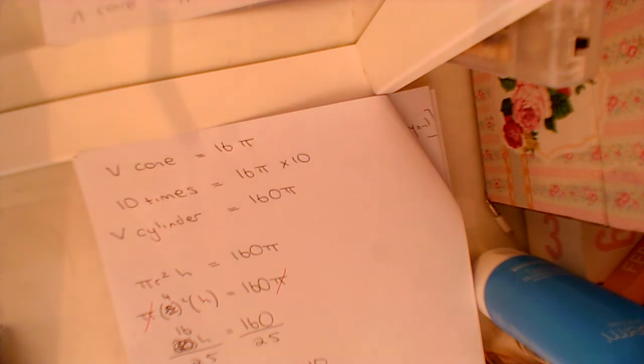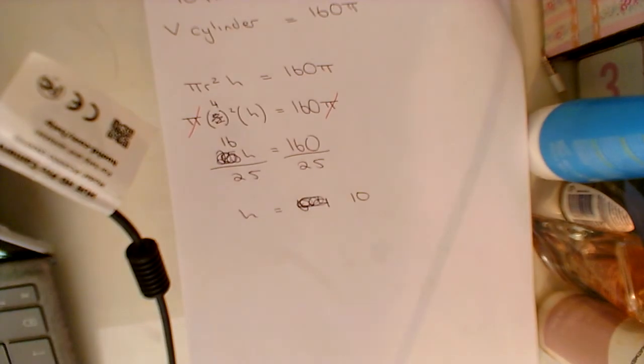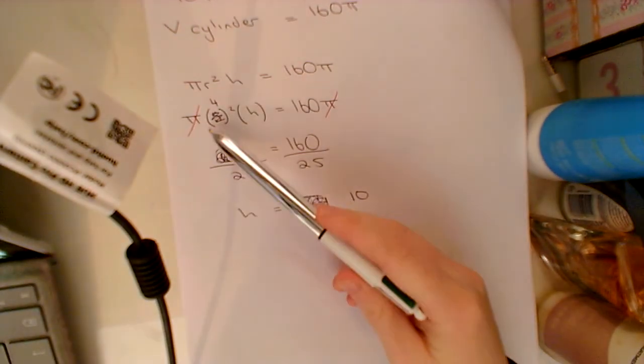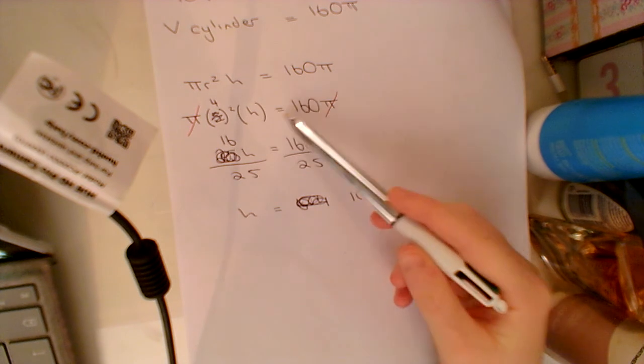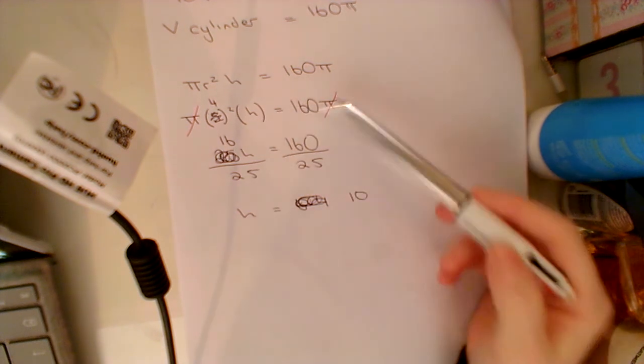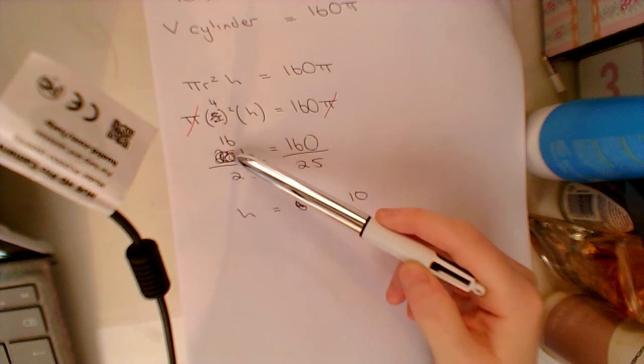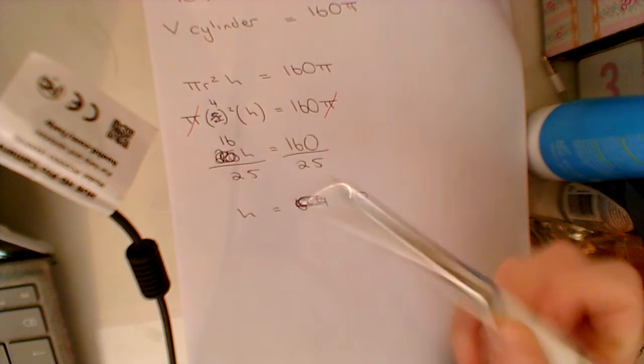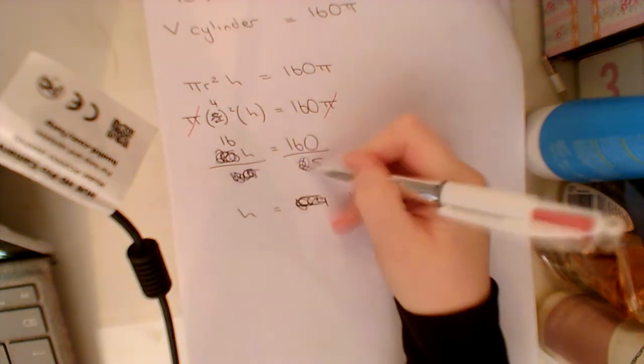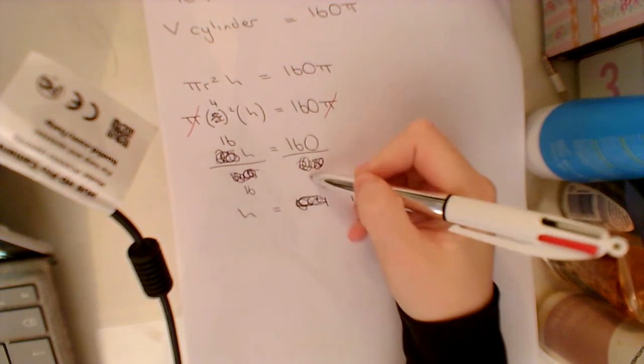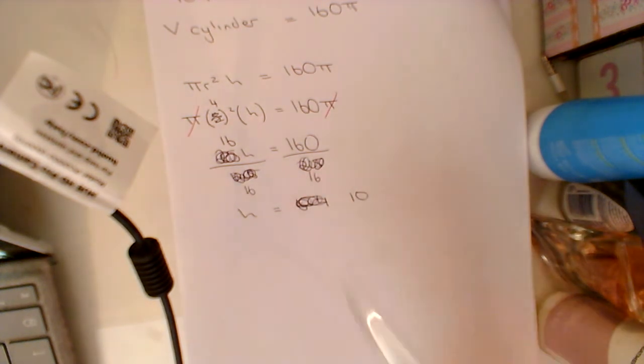I have the volume of the cone is 16 pi, so if the other shape is 10 times this, I multiply 10 by 16 pi, and I get 160 pi is the volume of the cylinder. So my formula for the volume of a cylinder is pi r squared h, and that's equal to 160 pi. So I have pi, my radius is 4 to be squared, my height h is equal to 160 pi. I divide across by pi, and I have 4 squared, which is 16, h is equal to 160. Oh, here I made a mistake earlier, I had 5 as my radius, so I need to divide across by 16, and I get my height is equal to 10.